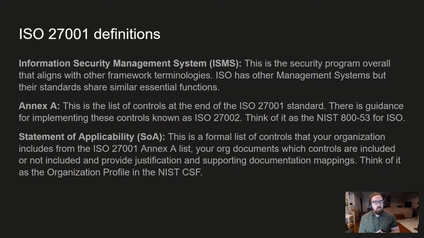Statement of applicability. So this is actually going to be that formal list of all those Annex A controls, and your organization is going to document whether they are included or excluded, and then provide full justification and support for whatever decision you've made. So think of it as kind of like building your organization profile if you're coming from the NIST CSF side of the house. It's your bespoke scope of controls.